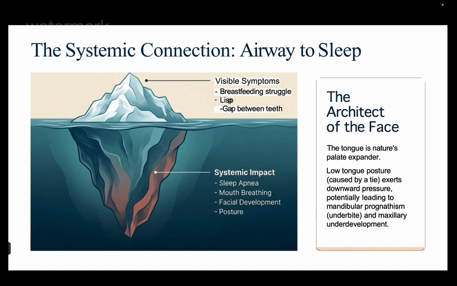The tongue is the architect of the face, a nature's palate expander. Low tongue posture caused by a tie exerts downward pressure, potentially leading to mandibular prognathism or underbite and maxillary underdevelopment. So these are the after effects of a tongue tie. A tongue tie might look like a simple or common condition, but the after effects are very high.